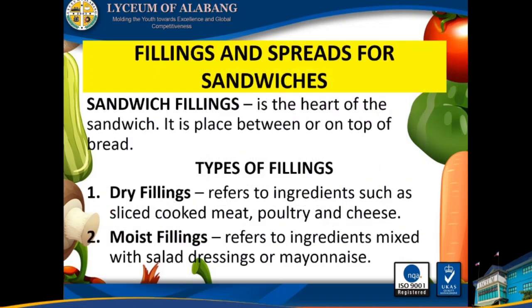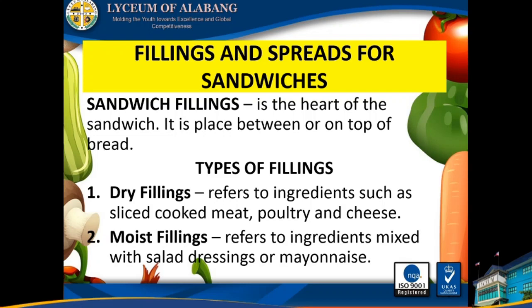Fillings and spreads for sandwiches. Sandwich fillings are considered the heart of the sandwich because they are placed between or on top of the bread. We have two types of fillings. The first one, we have dry fillings, and number 2, we also have the moist fillings. What is the difference between these two fillings?